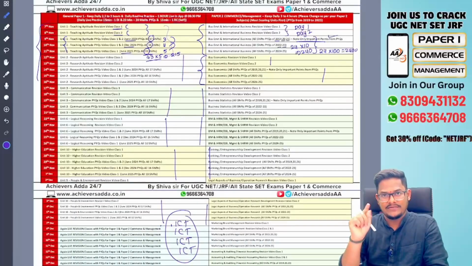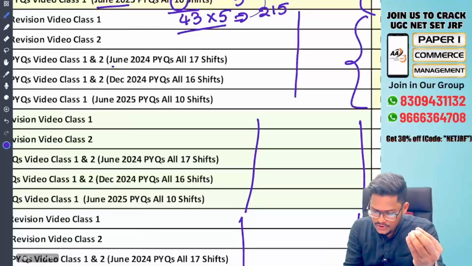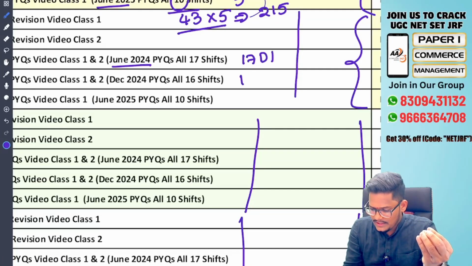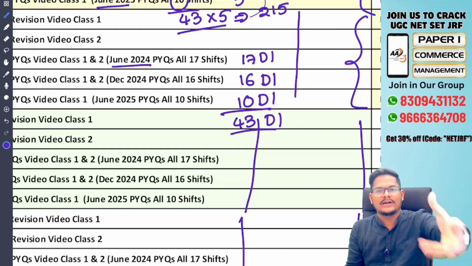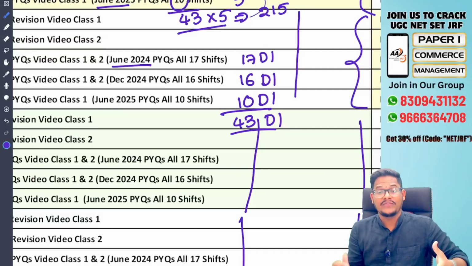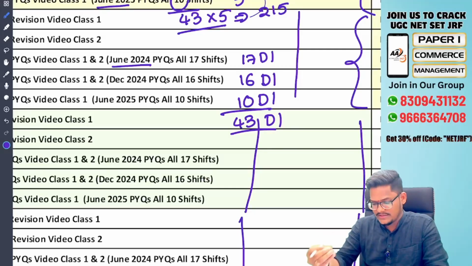Side by side, apart from these particular days, you should also do data interpretation every day, one data interpretation. Data interpretation of which year's questions? June 2024, 17 DIs are there. Here 16 DIs are there, December 24. Here 10 data interpretation. So 43 data interpretation you can solve, every day one DI, within 50 days, and 43 data interpretation if you can solve.